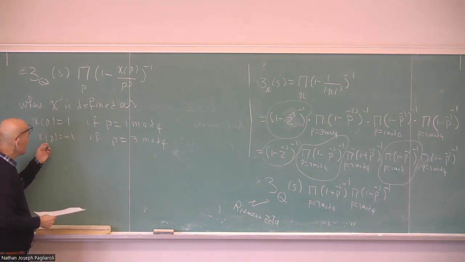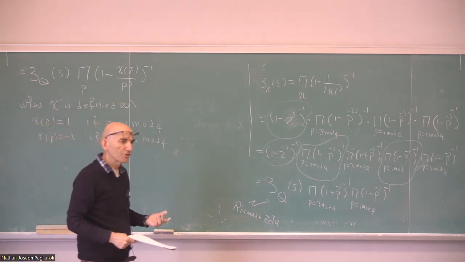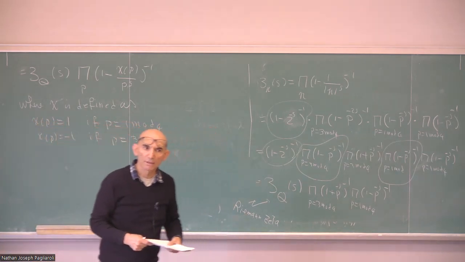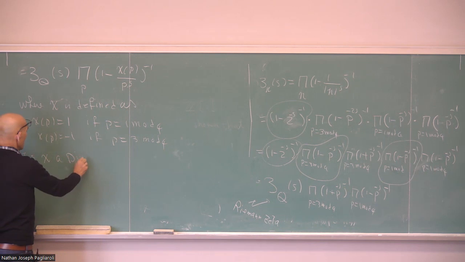Now, can you tell me whether this chi is a Dirichlet character or not? So that's the question. Is chi a Dirichlet character?